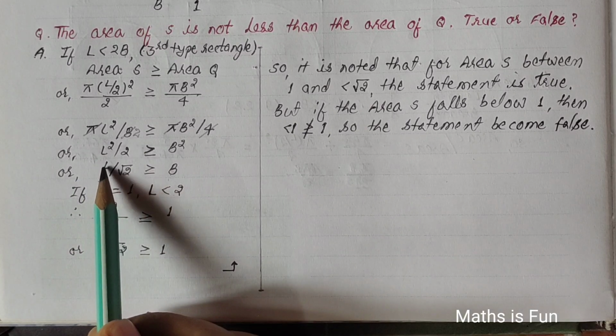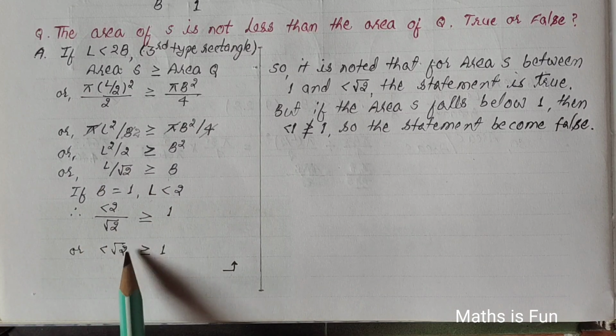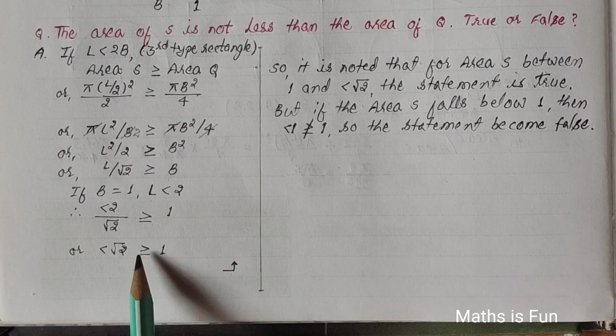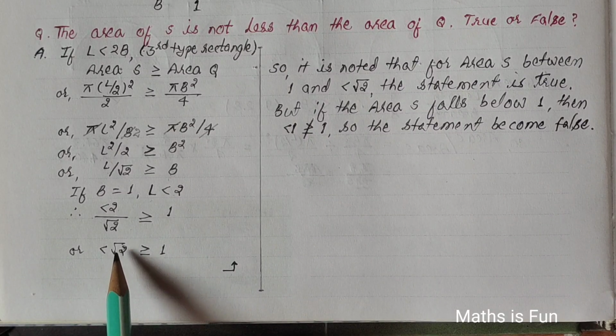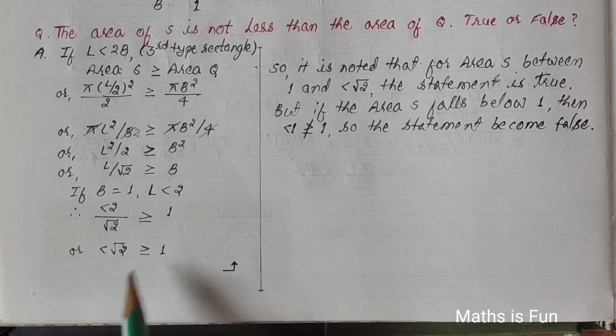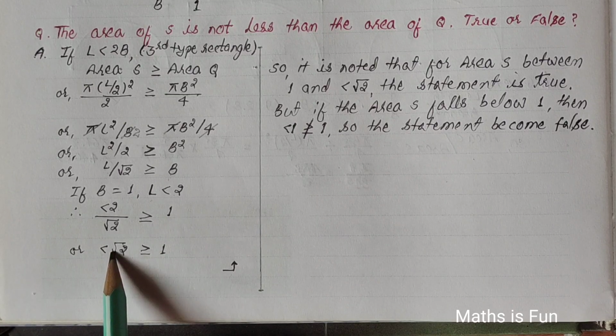Now if L is smaller than 2, then L over √2 will be smaller than √2. So we need L over √2 greater than or equal to 1. Now what do we mean by smaller than √2? It can be any infinitesimally small number but greater than 0. So we have two possibilities here. In the range in which this number is infinitesimally small to just under 1, this statement will be false, and for the range in which this number is from 1 to just smaller than root 2, this statement will be true.